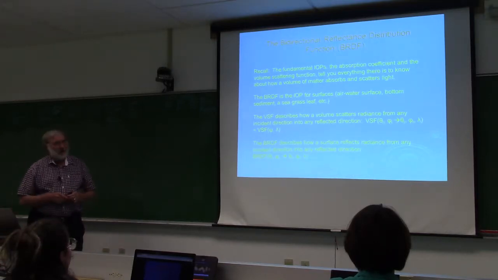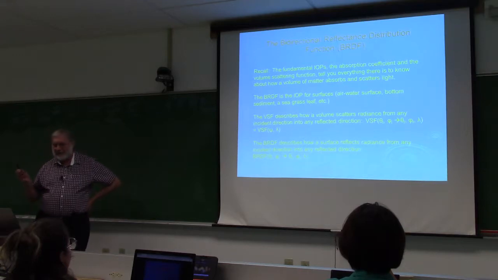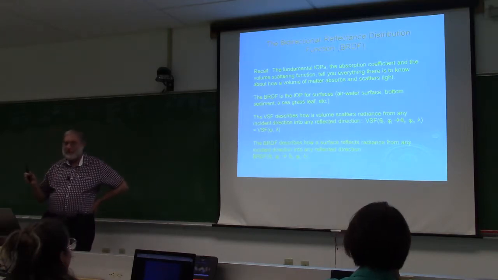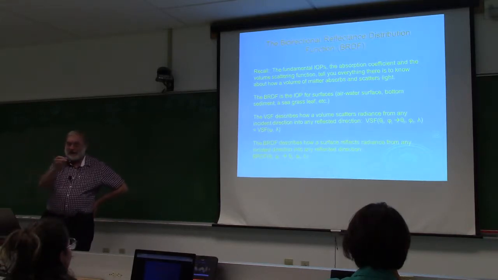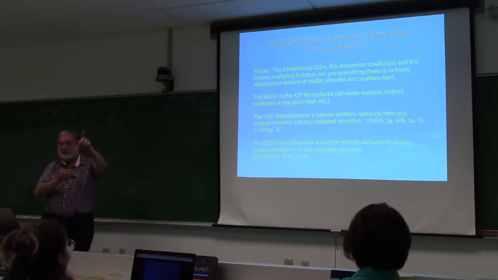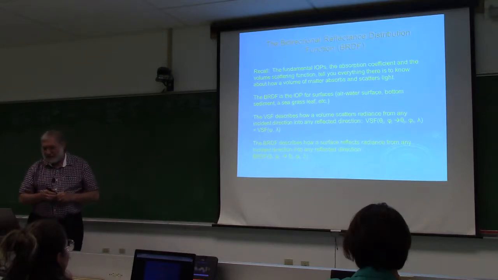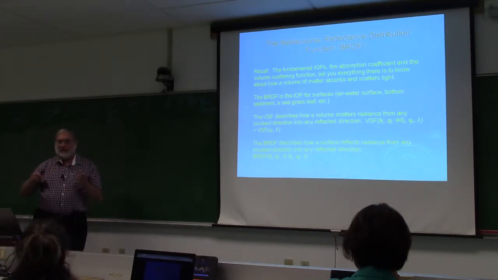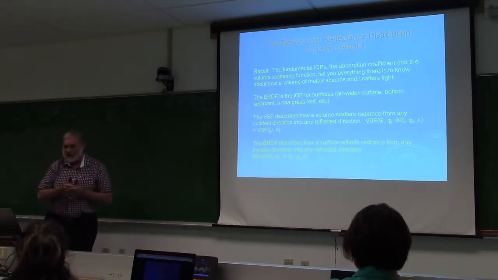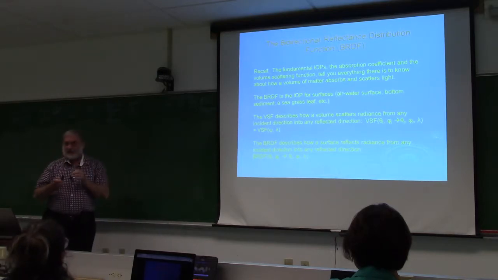Okay, so the BRDF. So you remember we've got these fundamental IOPs, which are the absorption coefficient and the volume scattering function. And the volume scattering function says, well, if light's going along in this direction, or radiance, and it interacts with a particle, then here's the direction it can go off in some other direction. So basically, the volume scattering function is the IOP that tells you how a volume of water scatters light. And the BRDF is basically the same thing as the VSF, it's just for surfaces.